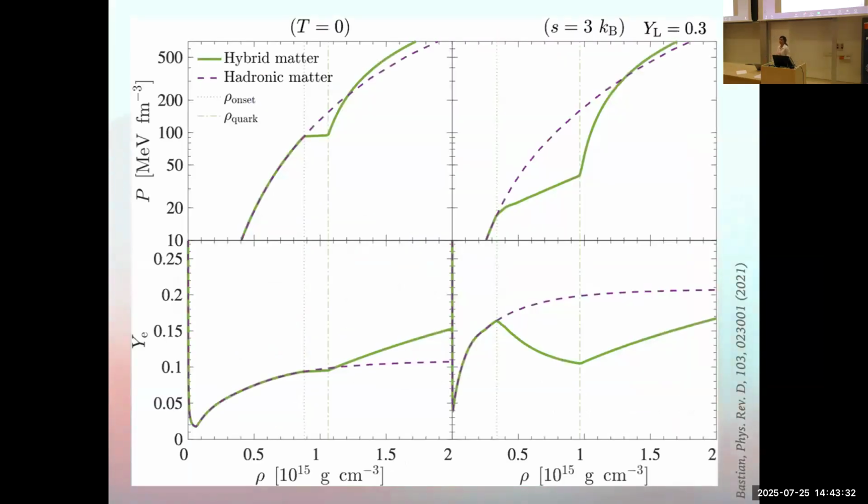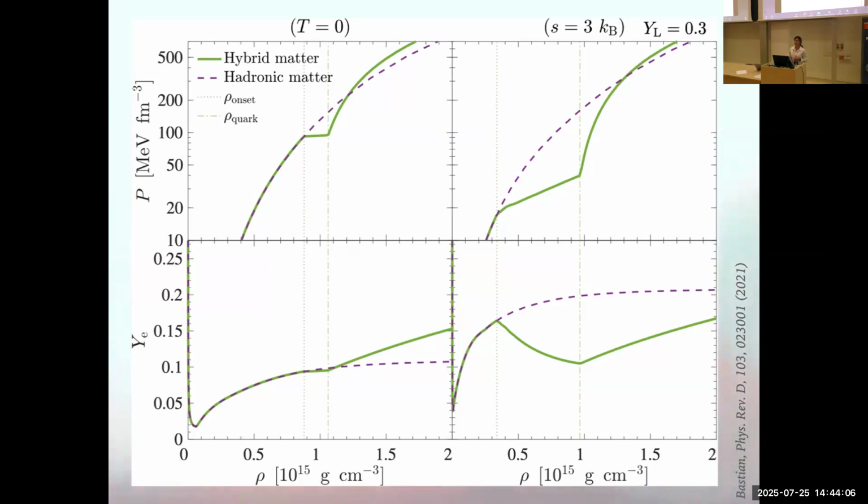So the input is the equation of state. As you can see here, the hadronic equation of state that is used with all the models that we have seen so far, one of them is shown here in the dashed line. And having a quark equation of state with a first-order Maxwell construction means that we connect the quark equation of state by a density jump at a certain value of pressure. This is calculated for zero temperature.